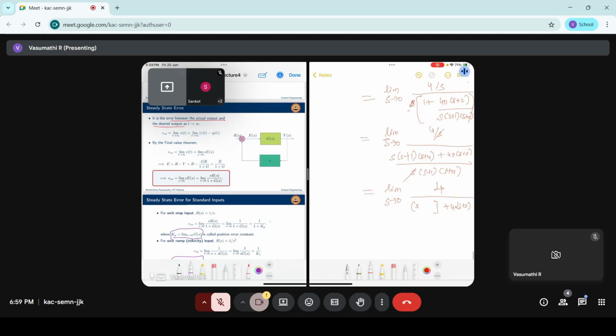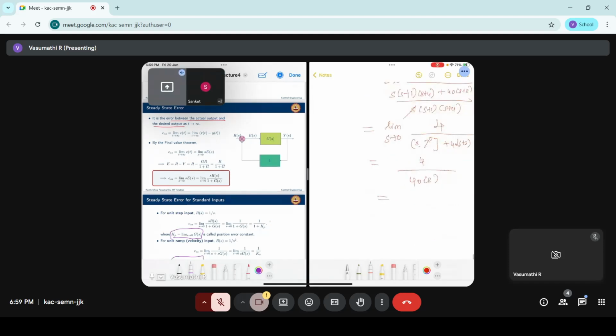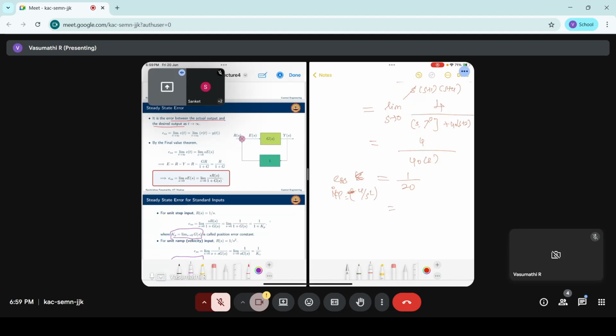Since it has s, if I put 0 here, this term will go to 0. And 4 by this term will be 4 by 40 into 2. So this will be 1 by 20. Right. This way we can call it as e_ss when the input is ramp. Sorry, 4 by s square. Good. That is the answer. Oh, this will not be 4 by 20, right? e_ss will be 1 by 20.